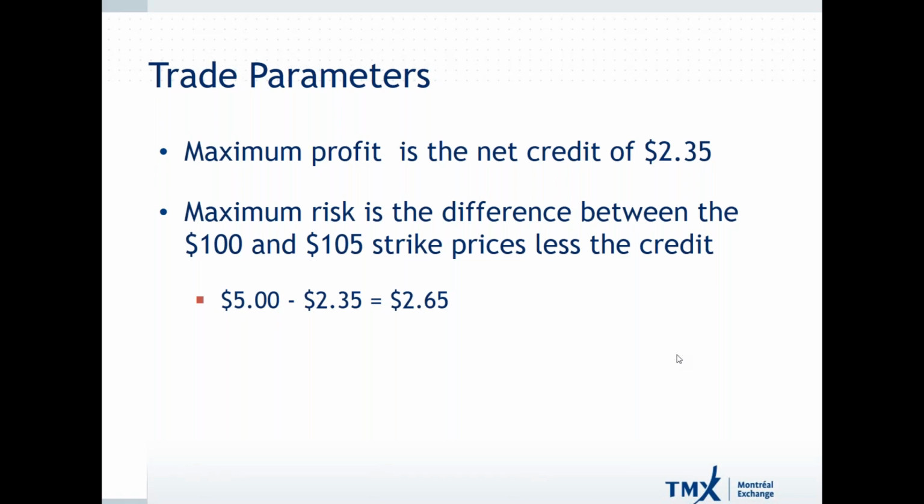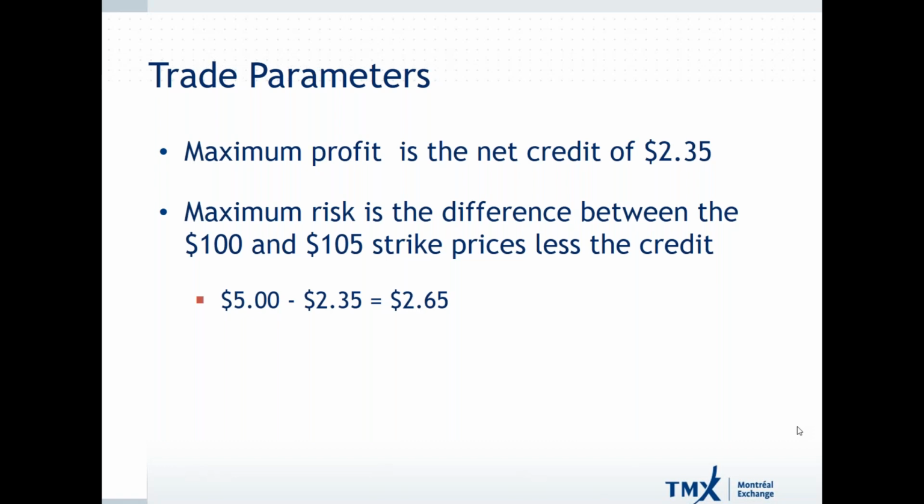So again, no matter how low the stock drops below 100, we can't make any more than the credit that we've received. But that may be okay. It looks like a reasonable risk-reward proposition, and this is a very passive strategy in that as long as the shares are trading below the strike price that you've purchased, you really don't have to do anything. All the options will expire worthless on expiration, and you get to keep the premium. So again, maximum profit is the net credit of $2.35.